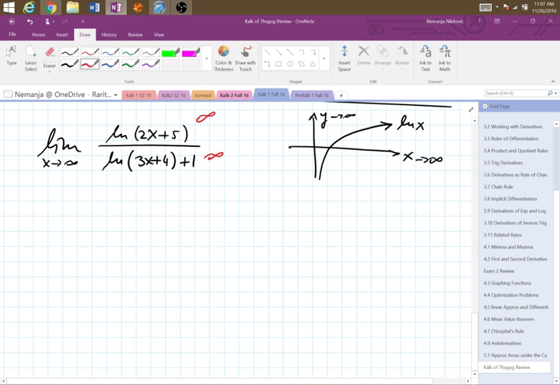Make sure you are not using the formula for this, because there is no formula for this. The formula is for ln x over y, not for ln x over ln y. So there is no formula for this. We actually have to do the work.